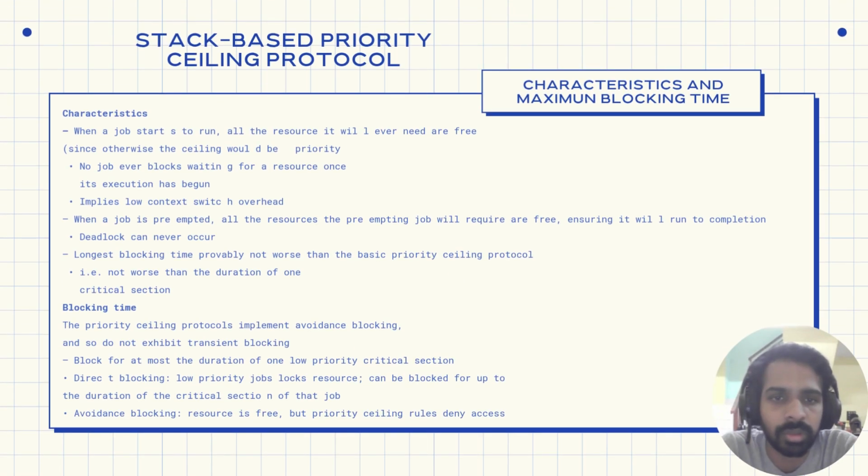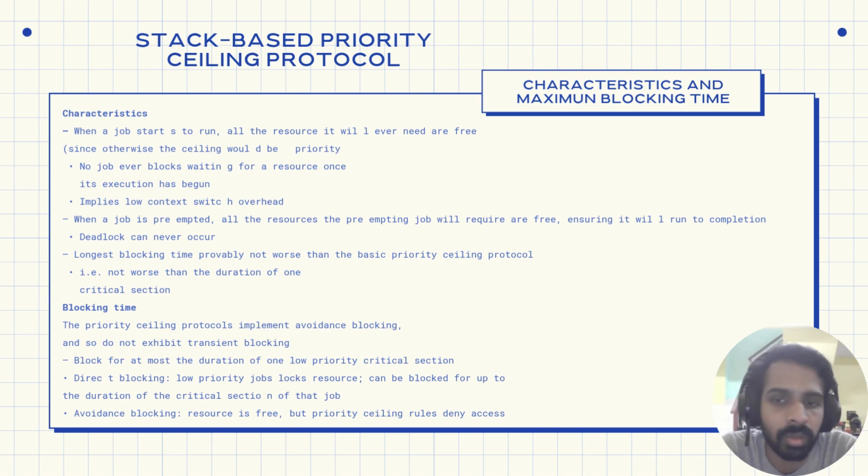So now we'll go on to characteristics and maximum blocking time. Characteristics: when a job starts to run, all the resources it will ever need are free. No job ever blocks waiting for resources once its execution has begun. When a job is preempted, all the resources the preempting job will require are free, ensuring it will run to completion, and deadlocks can never occur. The longest blocking time is probably not worse than the basic priority ceiling protocol. In the example, it is not worse than the duration of one critical section.